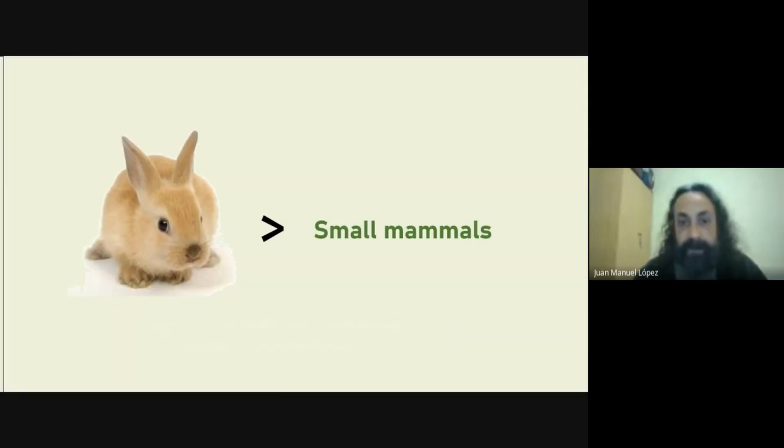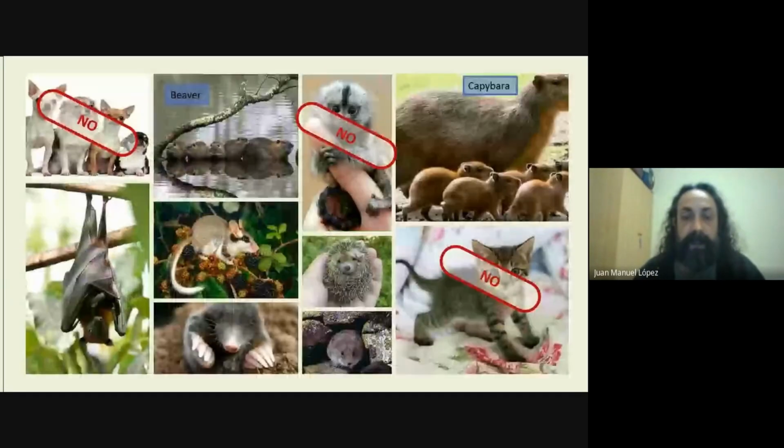What are small mammals? Normally, a small mammal is a thing as small as a rabbit, but it's not really true because there are, for example, small kitties or small monkeys or cats that are not small mammals. However, beavers or capybara that are large rodents are included inside the small mammals because they are rodents. And we also consider small mammals moles, bats, hedgehogs, and voles and dormice, for example.